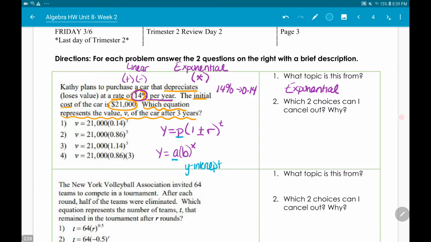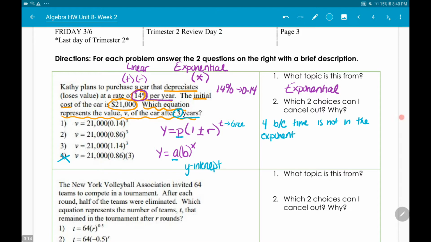Let's move on. We know that t is time, and time is our exponent. So 3 years should be in our exponent. I see 3 here, 3 here, 3 here, but I don't see it here. So we're going to eliminate choice number 4 because time is not in the exponent. It actually has no exponent at all. So now we're stuck between 0.14, 0.86, 1.14.